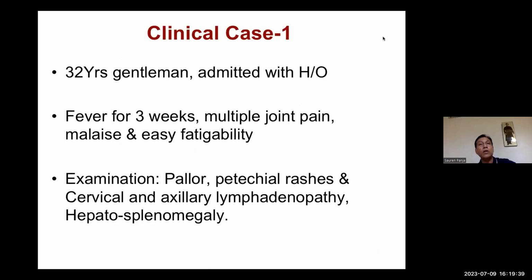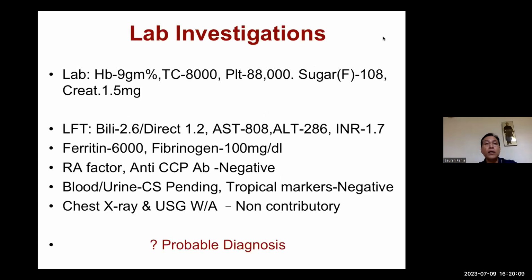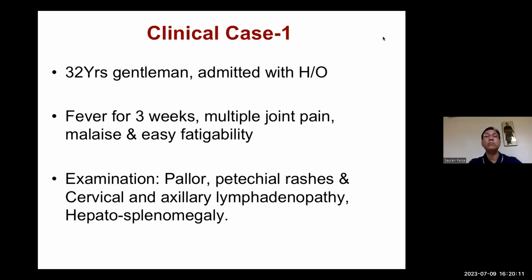Then I will start with the cases. I will discuss some cases for better understanding. This is case number 1: a 32 year old gentleman admitted with a history of fever for 3 weeks, multiple joint pain, malaise, and easy fatigability. On examination, this patient had pallor, petechial rashes, cervical and axillary lymphadenopathy, and hepatosplenomegaly. So this is the case scenario. I will invite the house to discuss.